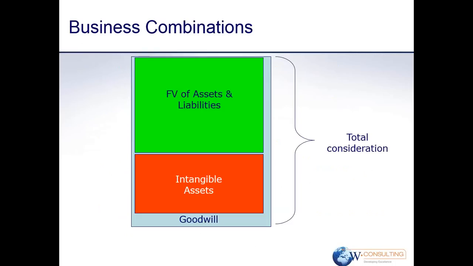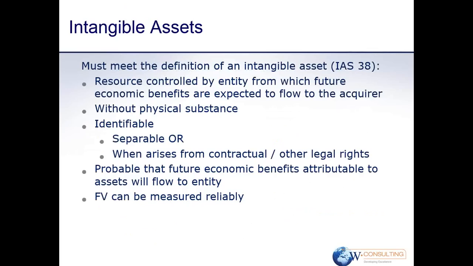In order for an intangible asset to be recognized, irrespective of whether it's in a business combination or not, it must still meet the definition of an asset, and it must still meet the definition of an intangible asset. It must still meet the recognition criteria as well. In other words, it must still be probable that future economic benefits will flow to the entity, and the fair values must be measured reliably. So business combination accounting doesn't change any of that.